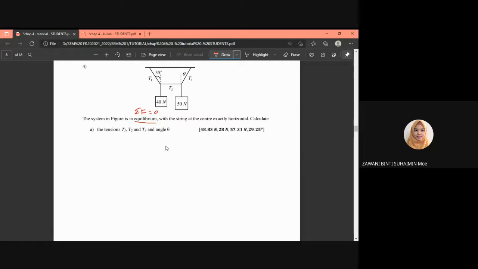Okay, so sekarang ni sistem kita, dia nak kita analyse dekat point ini. So saya labelkan point tersebut point A. Untuk kita pilih point mana untuk dijadikan free body diagram, kita tengok dekat mana point yang paling banyak force acting on it. Sekarang ni dekat point A kita ada 3 force, dekat point B pun kita ada 3 force. Maksudnya kita boleh gunakan 2 point tersebut. Lagi satu kita ada sistem dekat objek 40 Newton dan juga 50 Newton.